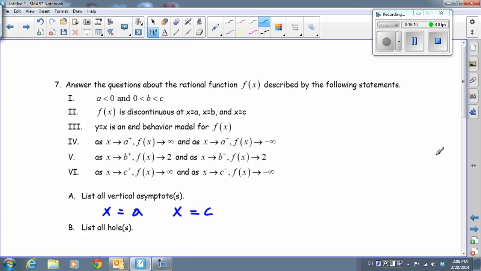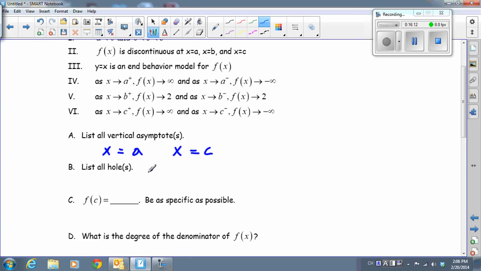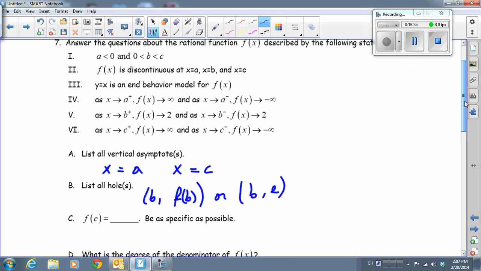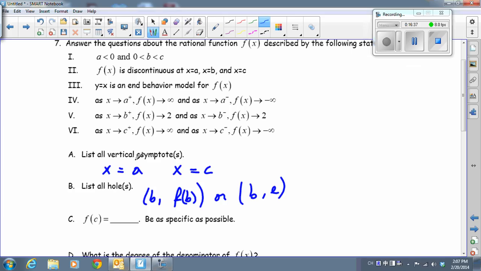List all holes. The holes will be at b, f of b. And what is f of b? F of b here is 2. F of c, be as specific as possible. Well, we can't find f of c because x equals c is a vertical asymptote, so f of c is not defined.